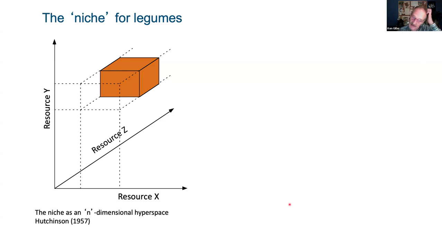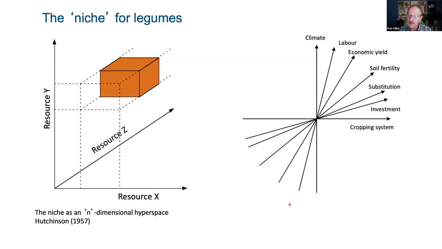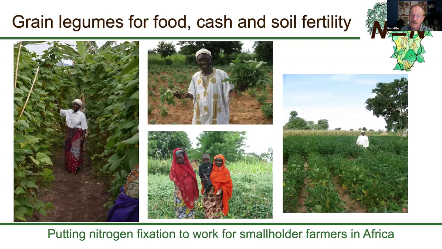And that led us to think about this idea of the niche. So here in ecological terms, this hyperdimensional hyperspace that defines where something fits. And we were always thinking in our agroecological terms of climate, soil, agroecological zone, cropping system. But of course, we've got to think of labor, economics, the substitution. If you grow one thing, you can't grow another. The investment. And so we came up with this idea of course, the niche having agroecological and socioeconomic dimensions. So a socio-ecological niche. And this has really driven my thinking very much as we went forward.